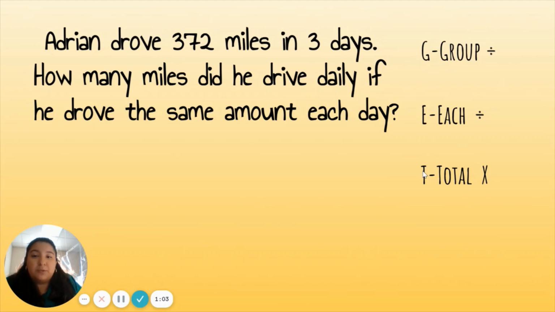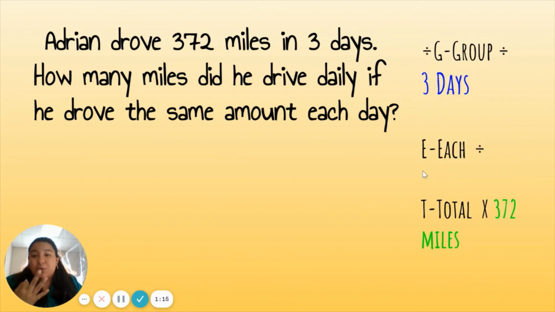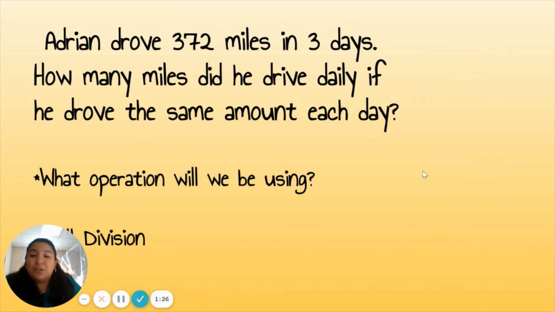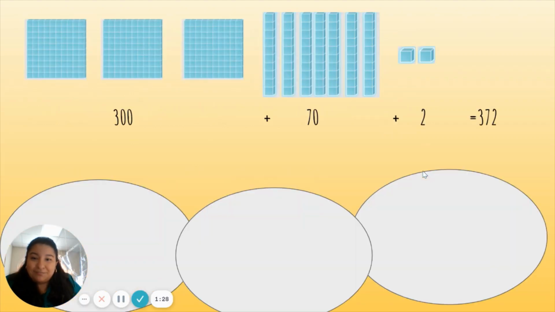Do I know how many total miles was driven? Yep, I know 372 miles was driven in total. Now let's look at the groups. Do I know how many groups there are? How many sections we're separating this into? Yep, we're separating it into 3 days. Do we know how many he'll drive in each day? Nope, we don't know. That's what we're trying to figure out. Let's go ahead and continue. So we're going to be using division.